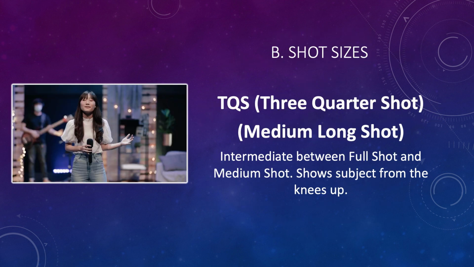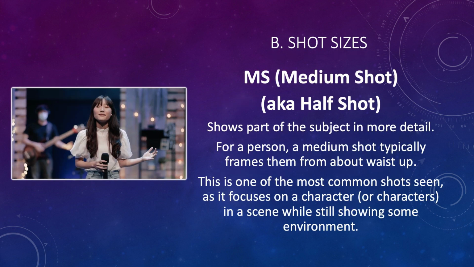Next shot, as you zoom in a little bit more, we have this 3/4 shot or medium-long shot. Now, medium-long shot usually is just an intermediate shot between a full shot and a medium shot, shown with the subject from the knees and upwards. Okay, and then as you zoom in tighter, it will be a mid shot.